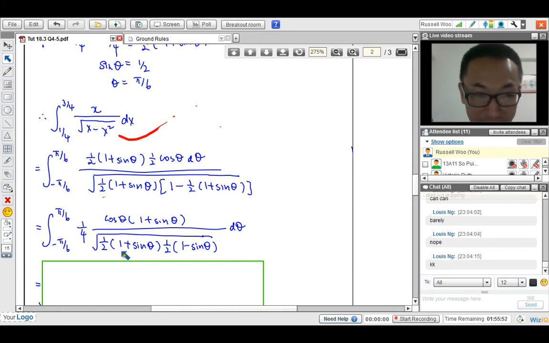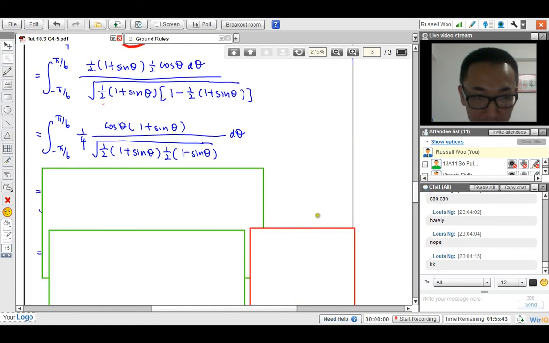Okay, my clue is this: 1 plus sine theta, 1 minus sine theta. Can write on your own, okay? Don't wait for me. The rest, too.